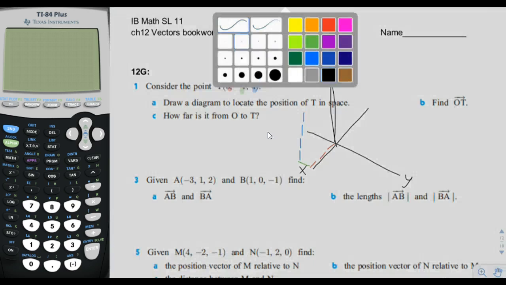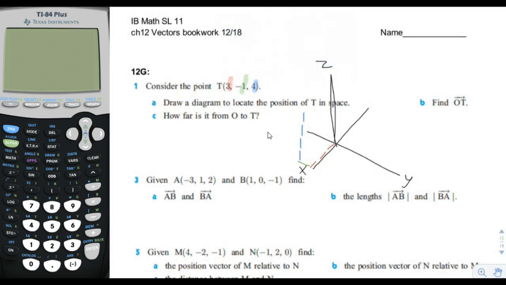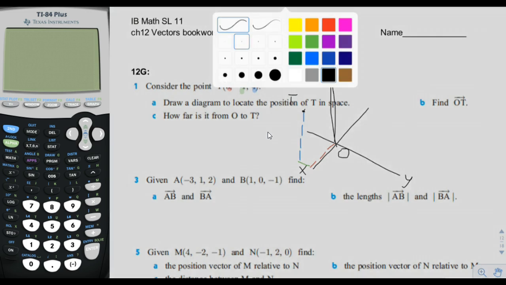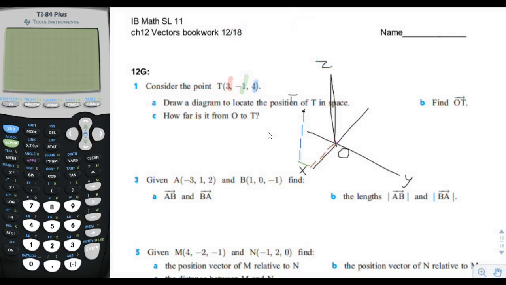Okay, that's the point T, and of course O is the origin. So the vector OT looks kind of like that. It says find the vector OT, so you could write that as a component vector. You could write (3, -1, 4), or you could write 3i minus 1j plus 4k. Either way.